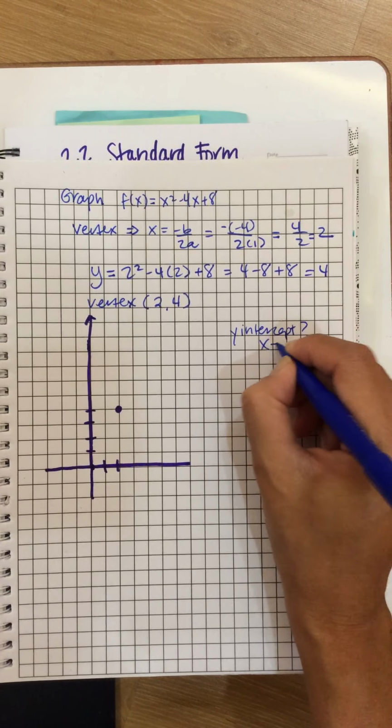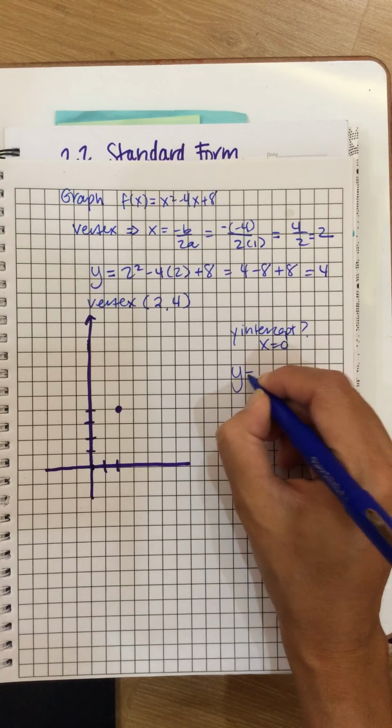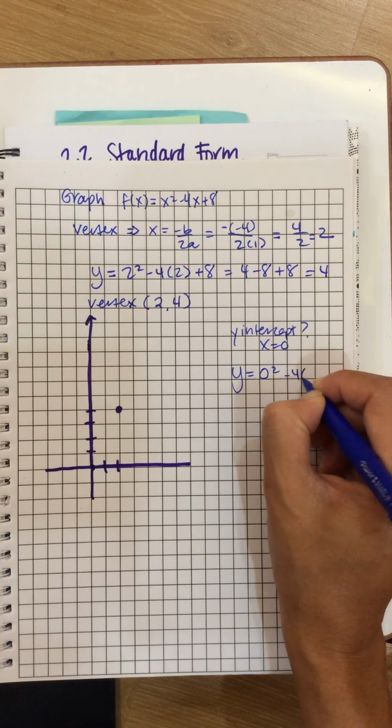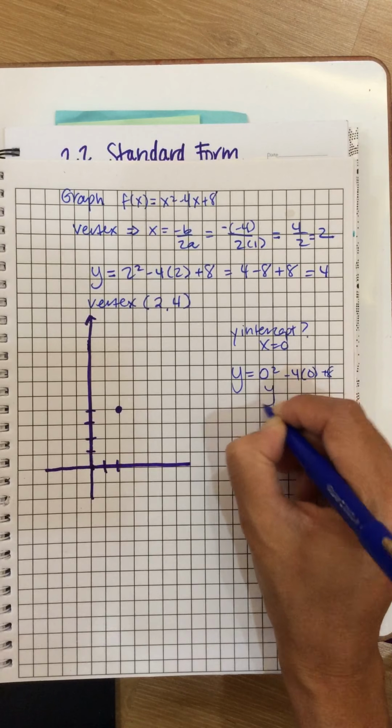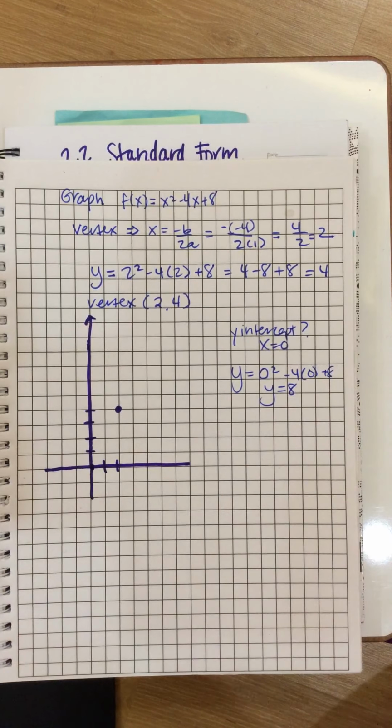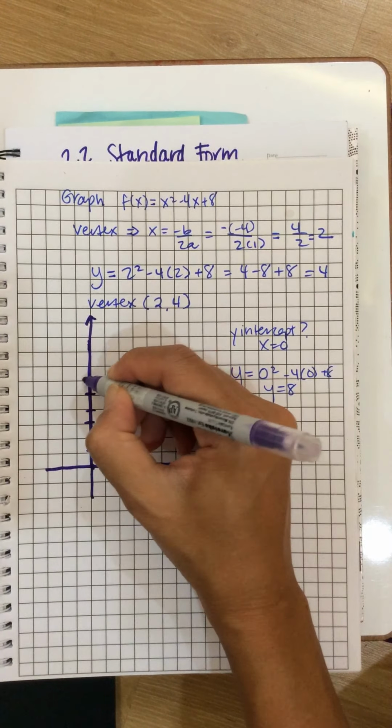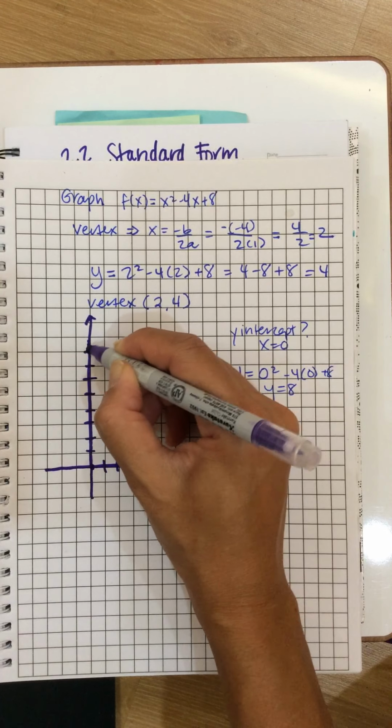Well, that's when x is equal to 0. So let's plug that in. Y equals 0 squared minus 4 times 0 plus 8. So y equals 8. That's the y-intercept, right? 5, 6, 7, 8, right there.